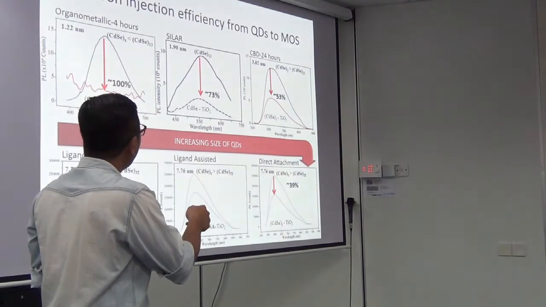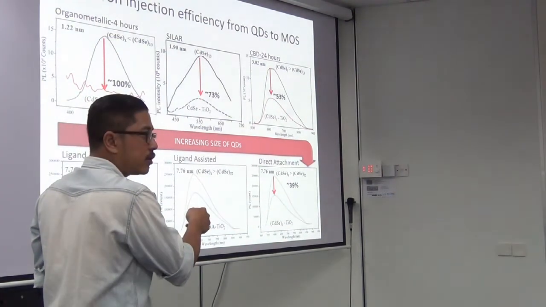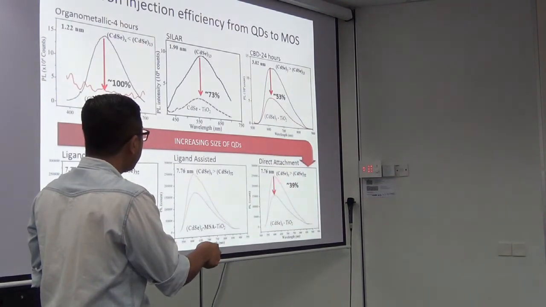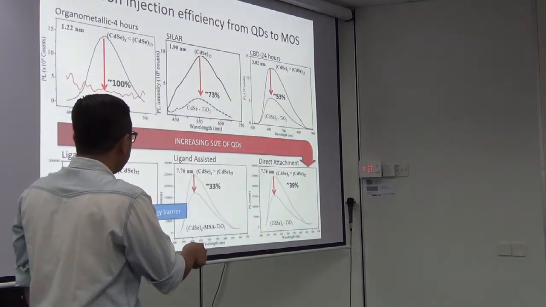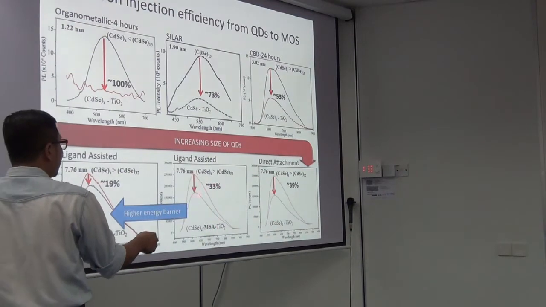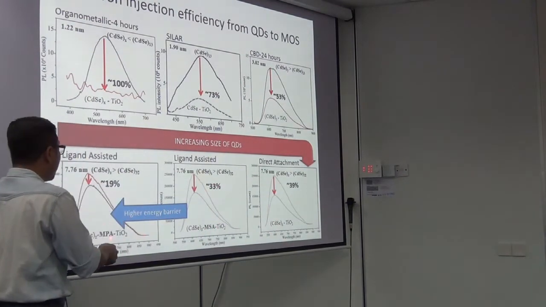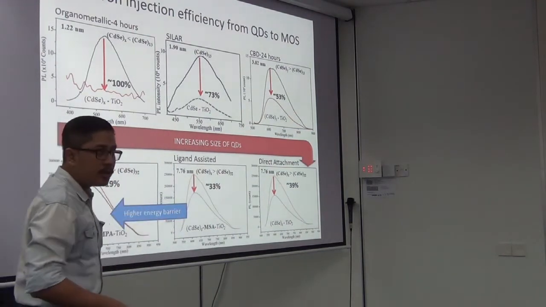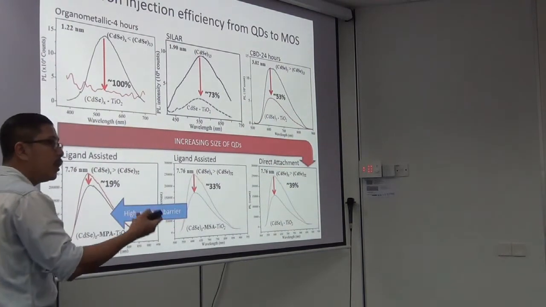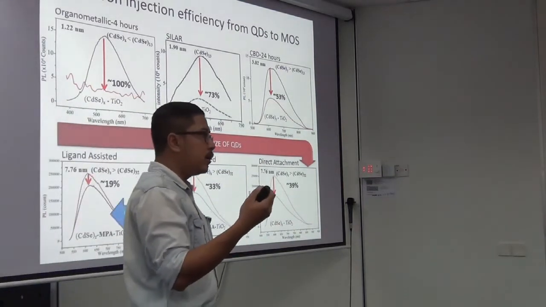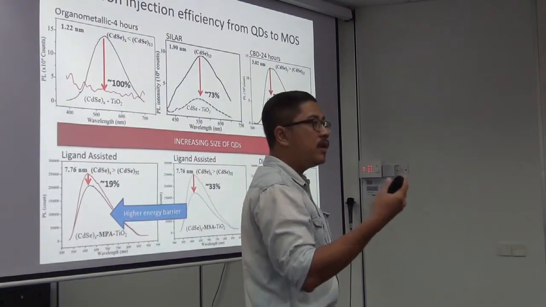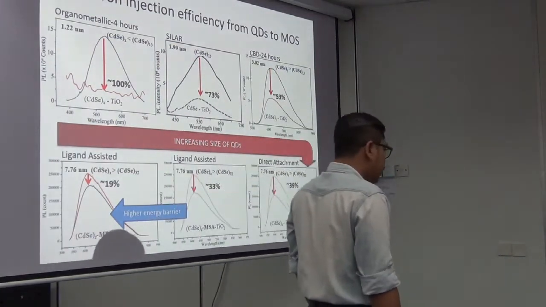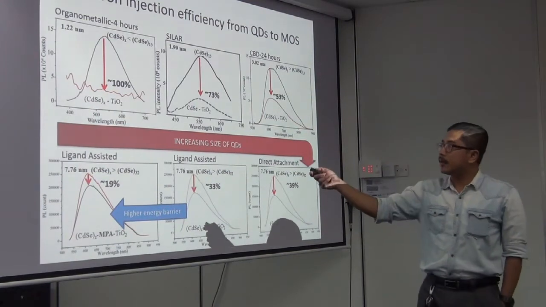SILA, only 73% of electrons could be injected. CVD, 53%. Direct attachment, 39%. Ligand assisted, using mercaptosuccinic acid, you only get 33%. Mercaptopropionic acid, 90%. No need to memorize all these percentages. Just to show you, different methods could produce different percentages of electron injection. The best is this one, the organometallic procedure, which is 100%.